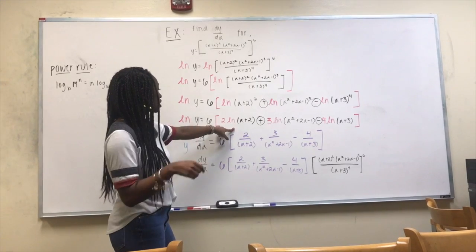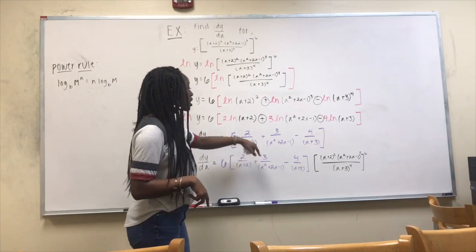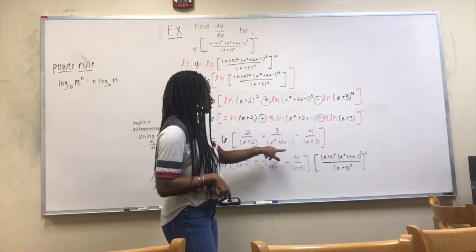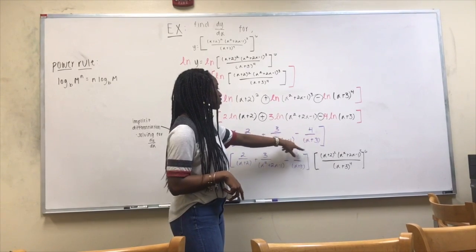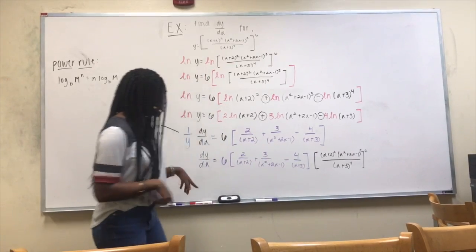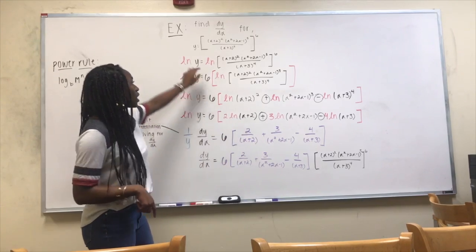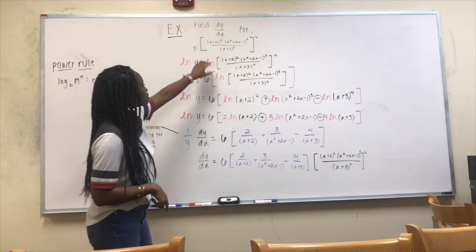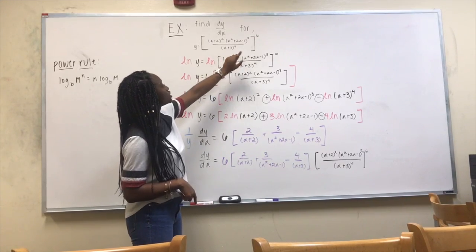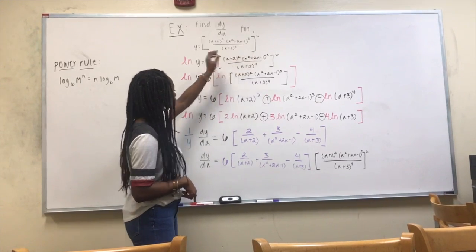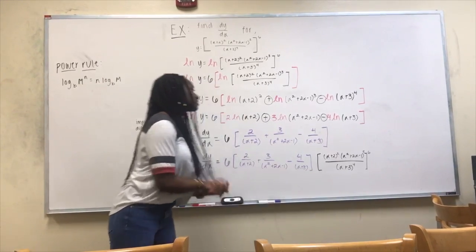The derivative of the natural log is 1 over y. So that's just going to be 2 over (x plus 2), and then 3 over (x squared plus 2x minus 1), and then subtracted by 4 over (x plus 3). And so you have to multiply the y over to the right side, and we know that y equals (x plus 2) squared, (x squared plus 2x minus 1) cubed over (x plus 3) to the 4th power, and all that raised to the 6th power. So we just multiply what we have by y, and that's how you get the answer.